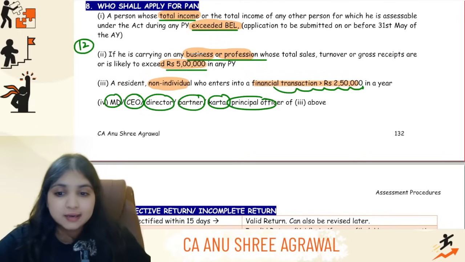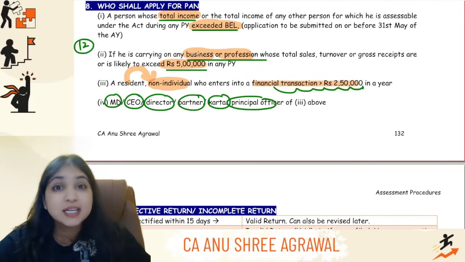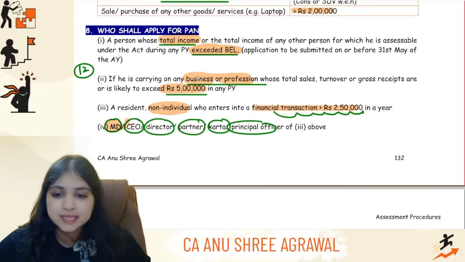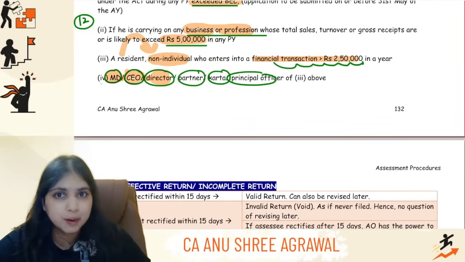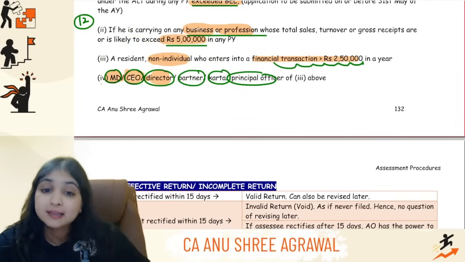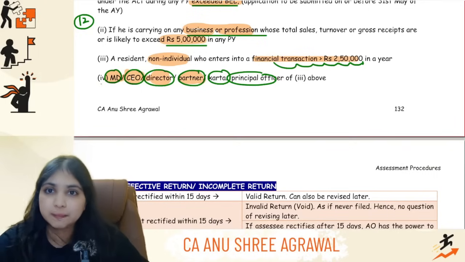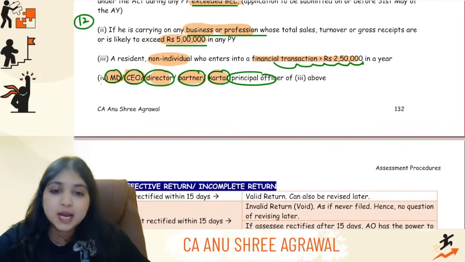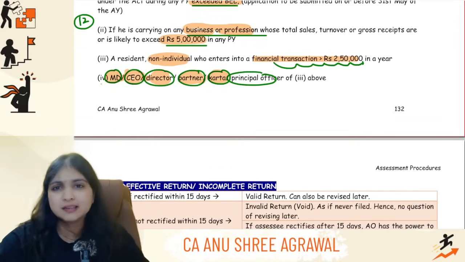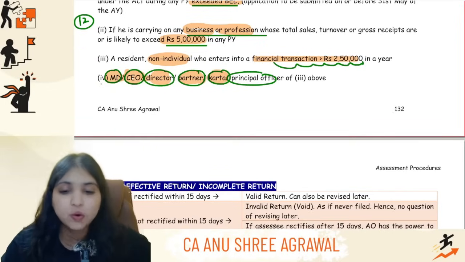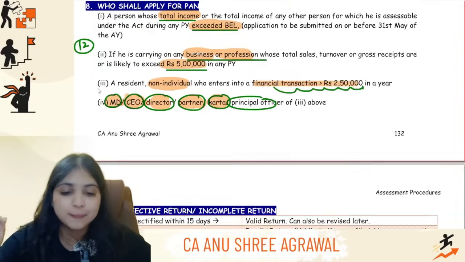Now that entity's MD, like for example, if it's a resident company, then that resident company's MD, CEO, director, they have to also get a PAN. Then let's say if this entity happens to be a firm, a partnership firm or an LLP, then that firm's partner also has to get a PAN. Let's say this entity happens to be a HUF, then that HUF's karta also has to get a PAN. So not only this entity, MD, CEO, director, karta, partner, even they have to get a PAN. Okay, so this was about who has to apply for PAN.